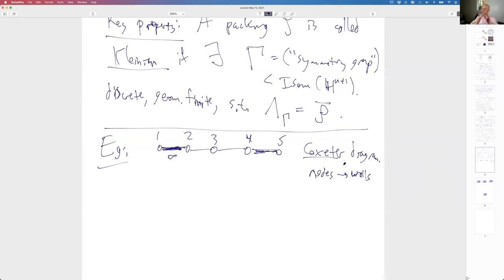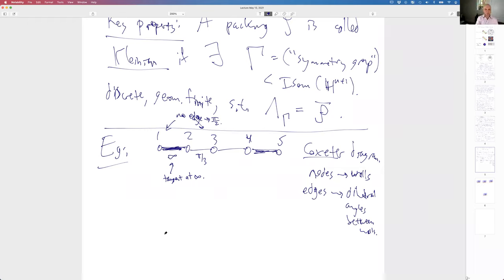So Coxeter diagrams are supposed to tell you about reflection groups, reflective walls, and the edges tell you the dihedral angles between walls. This single edge is meant to tell us that the walls meet at dihedral angle pi over 3. There's no edge from 1 to 3, and no edge means that they're orthogonal. It means that the walls meet at a right angle. And how do you meet at angle infinity? These two are tangent at infinity. In other words, they're parallel.